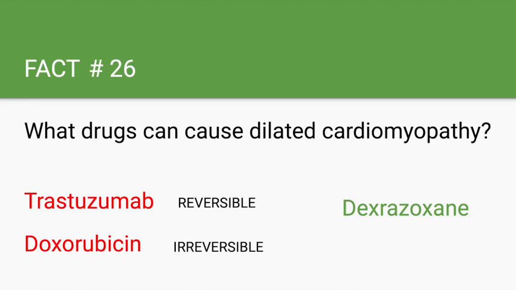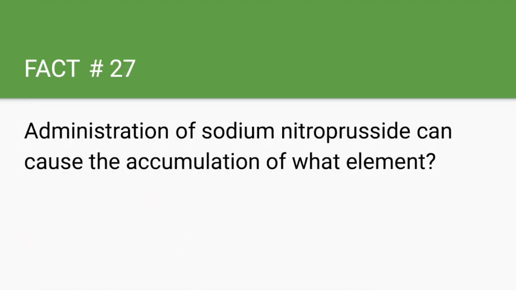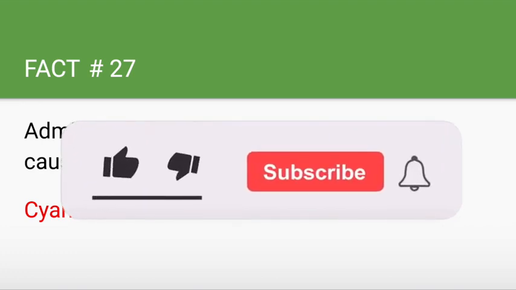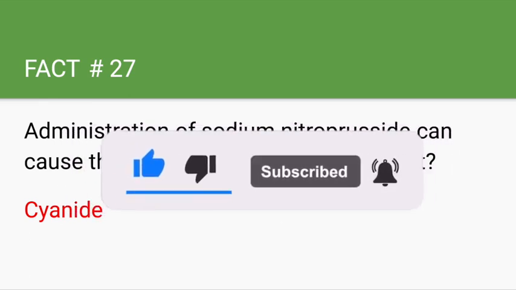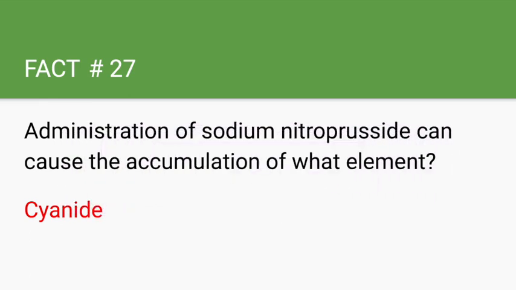Administration of sodium nitroprusside can cause the accumulation of what element? Cyanide. It's very important to watch out for this when managing patients with hypertensive emergency. Another common cause of cyanide poisoning is a house fire. These patients usually present with lactic acidosis, altered mental status, and cherry red skin changes or even cherry red blood.